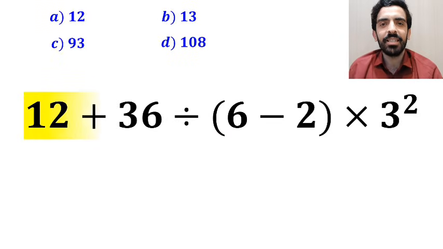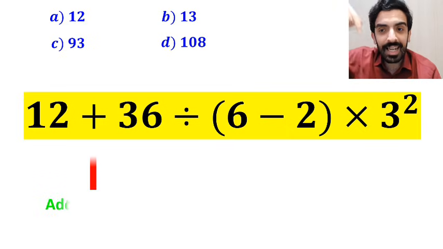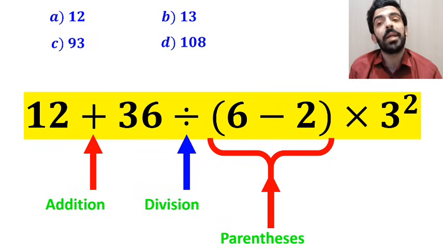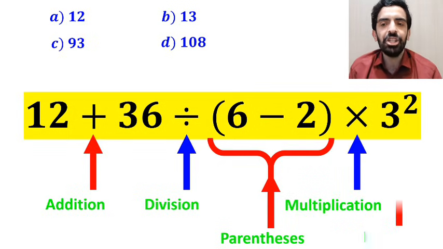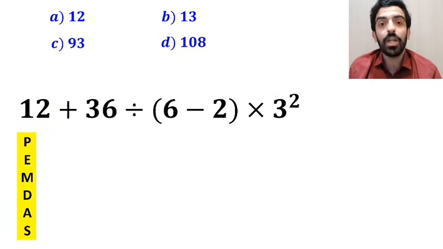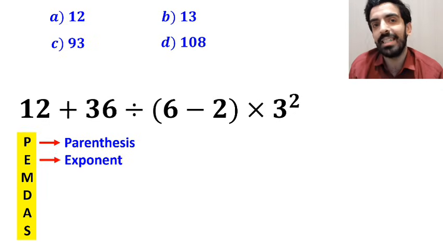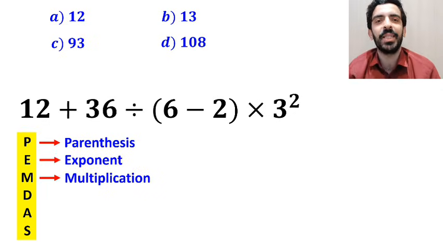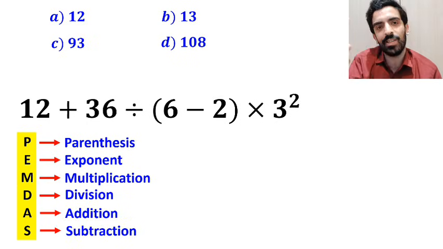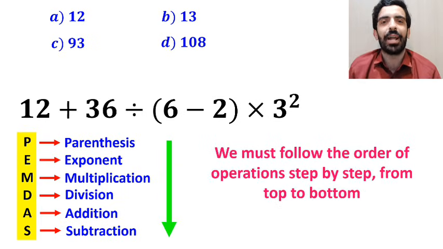Alright, now let me explain step by step how to solve this expression correctly. As you can see on the screen, in this expression, first we have an addition sign, then a division sign, followed by parentheses, then a multiplication, and finally exponent. To solve this question, we must follow the PEMDAS rule step by step. In this rule, P stands for parentheses, E stands for exponent, M stands for multiplication, D stands for division, A stands for addition, and S stands for subtraction. We must follow the order of operations step by step from top to bottom.